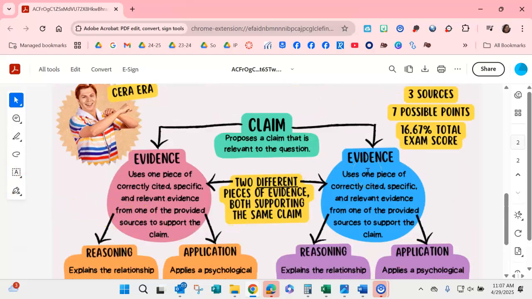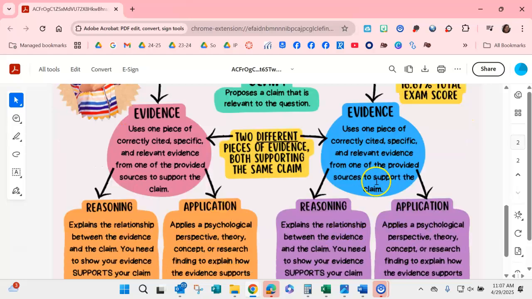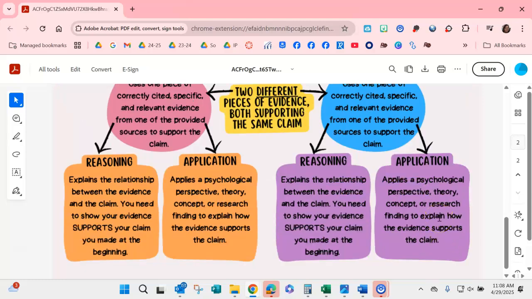Remember, that has to come from a different source than the first one. And then there's a third source that you won't use. But you pick a second source, you pick another piece of evidence that supports your claim, and then you do another application. A reminder that whatever psych concept, perspective, theory you write about cannot be in the reading.